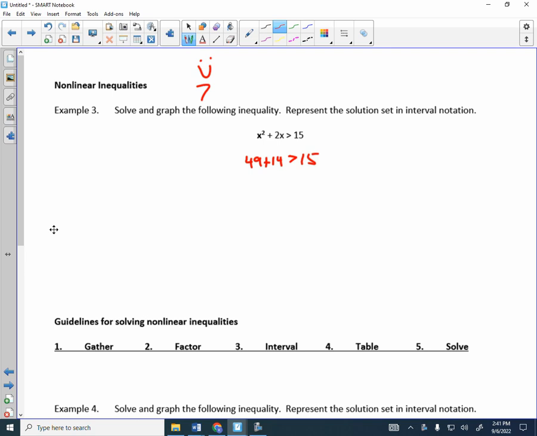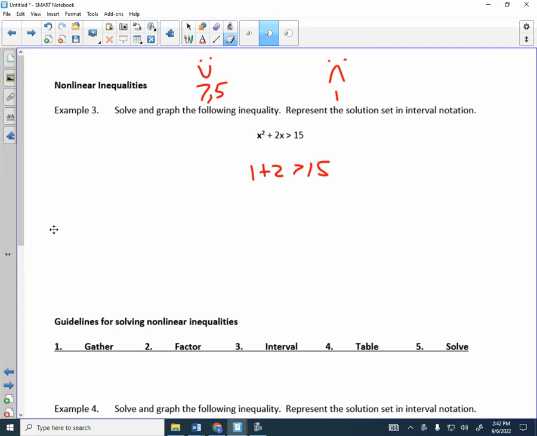Give me another number. 5. 5 squared is 25 plus 10. Is that greater than 15? So 5 is part of the solution set. Give me another number. Make it 1. Let's try 1. 1 squared is 1 plus 2. Is that greater than 15? No. So 1 is not part of the solution set.